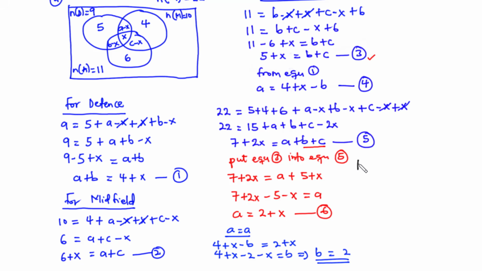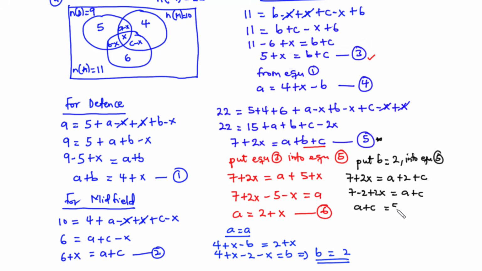Now let's put b equals 2 into equation 5. This is equation 5. So that is 7 plus 2x equals a plus 2 plus c. Now let's transpose 2 to the left hand side. So it becomes 7 minus 2 plus 2x equals a plus c. So we have a plus c to be 5 plus 2x. Let's call this equation 7.